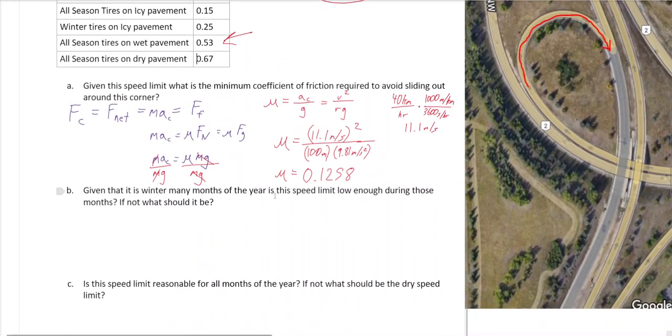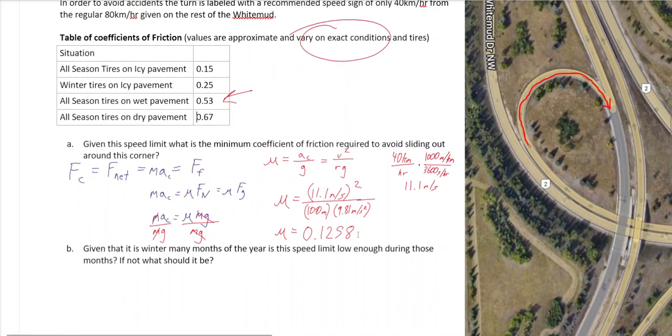Given that it is winter many months of the year, is the speed limit low enough during those months? If not, what should it be? Well, we just talked about it. Yes, it is low enough. In fact, it could be a little bit higher, right? We could make this a little bit higher now.